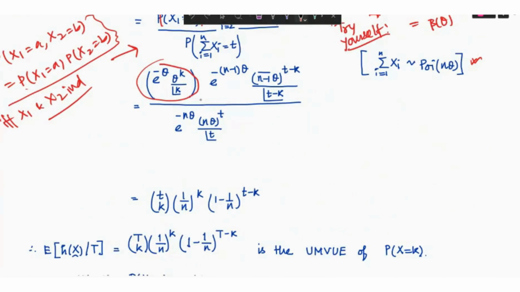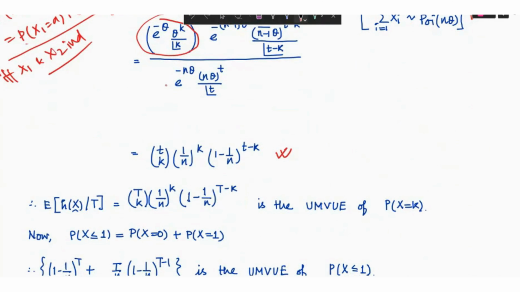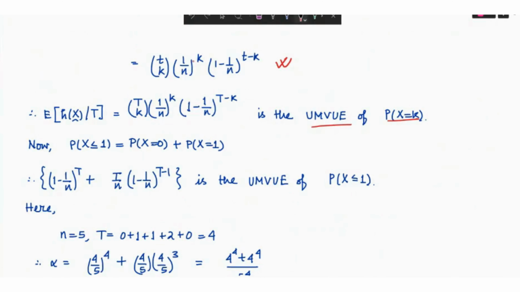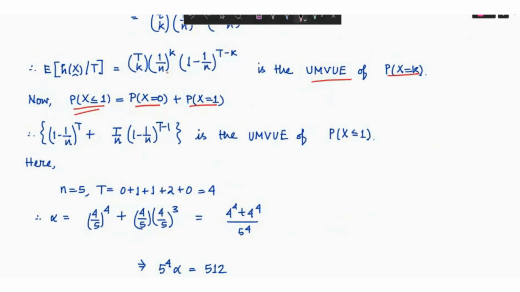So by simplifying, we get T choose k into (1 by n) to the power k into (1 minus 1 by n) whole to the power t minus k. So basically the expectation of H(X) given T is capital T choose k into (1 by n) to the power k into (1 minus 1 by n) whole to the power t minus k, which is the UMVUE of probability of X equal to k by the Lehmann-Scheffe theorem. Now probability of X less than or equal to 1 is probability of X equal to 0 plus probability X equal to 1, by the additive property of unbiased estimators. We get this.